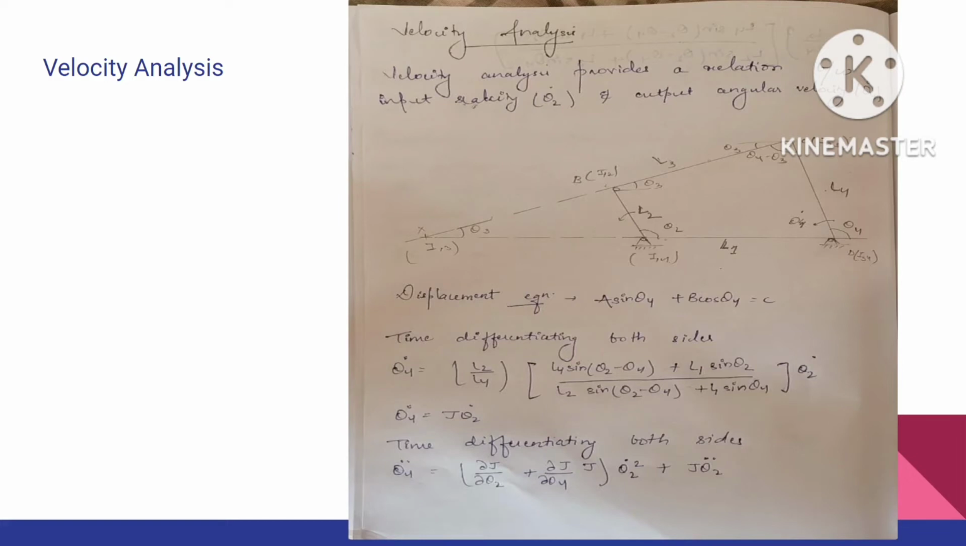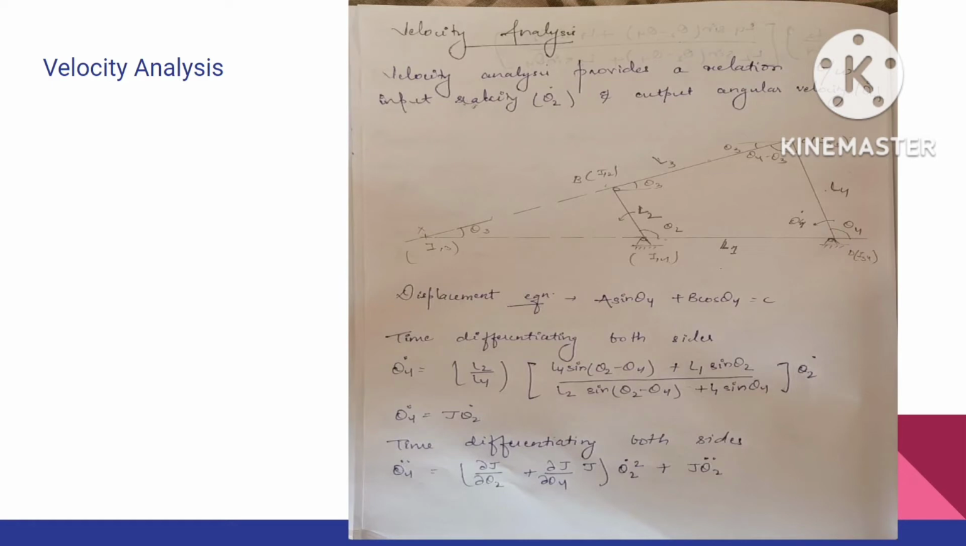Upon time differentiating the displacement equation, we get the velocity equation in terms of the Jacobian, which is denoted as J. Here we can see that theta 4 dot is equal to L2 by L4 into (L4 sin(theta 2 minus theta 4) plus L1 sin theta 2) upon (L2 sin(theta 2 minus theta 4) plus L1 sin theta 4) times theta 2 dot, which is represented as the Jacobian. So theta 4 dot is J times theta 2 dot.